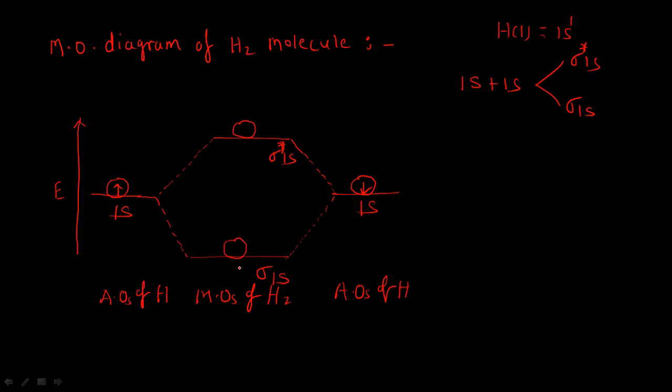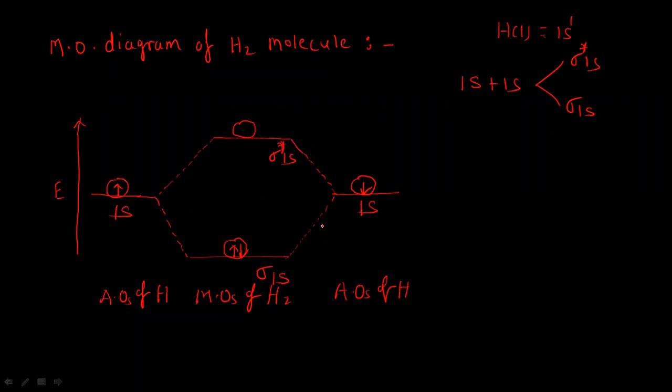One is the bonding molecular orbital and another is the antibonding molecular orbital. Now, there are two half-filled orbitals, two unpaired electrons. So these two electrons go to the lower bonding molecular orbital. Okay. Now there are no electrons here, so the antibonding molecular orbital is empty. So this is the molecular orbital energy level diagram of the hydrogen molecule.